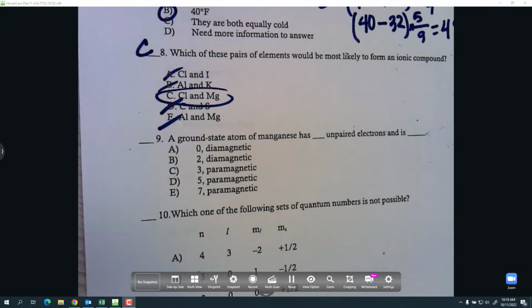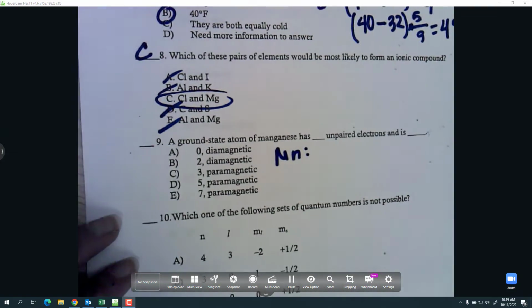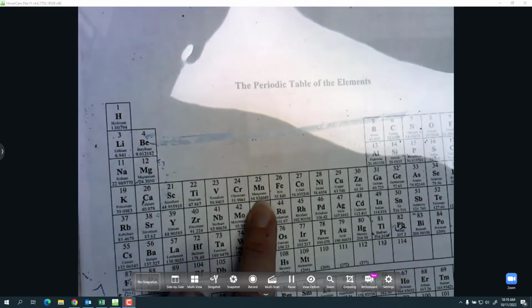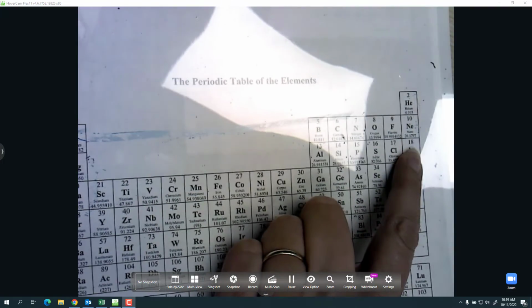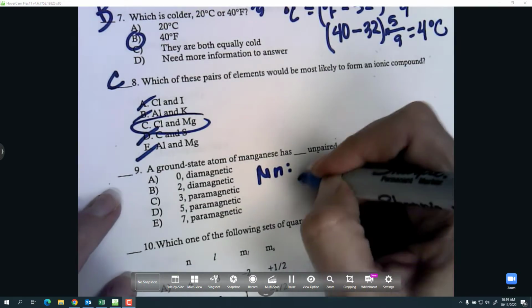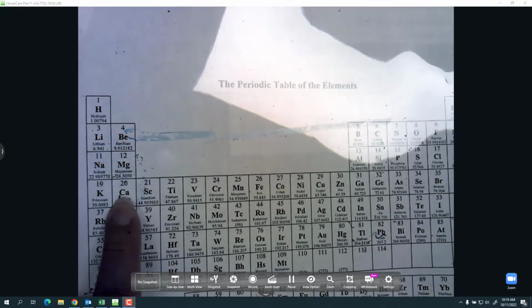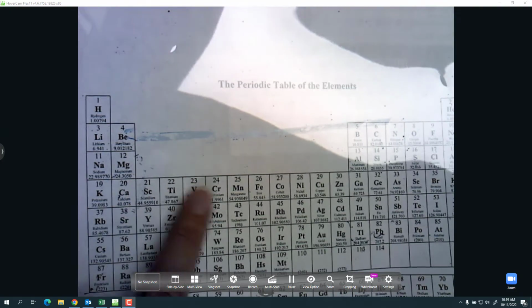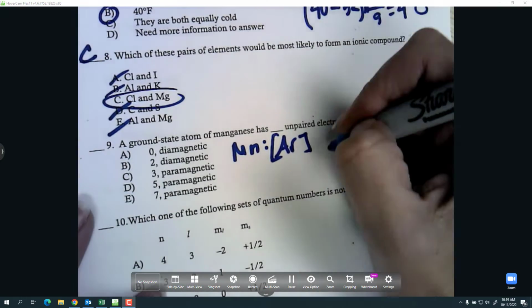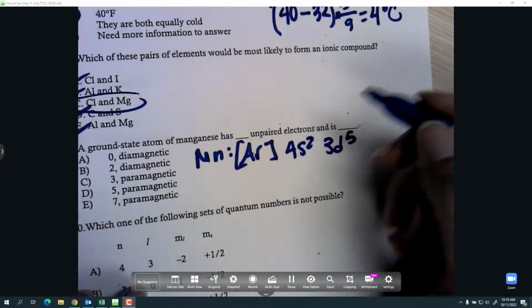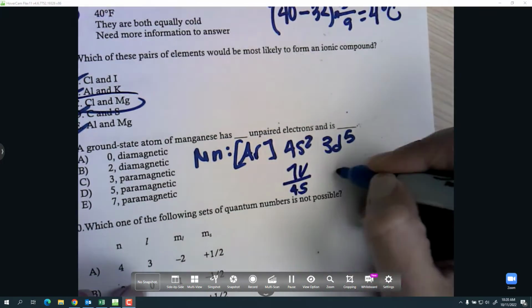The ground state atom of manganese has this many unpaired electrons. Okay, so I need to do the electron configuration of manganese, which is Mn, right here. So I can start with argon. Argon, 4s2, and then 1, 2, 3, 4, 5. So this would be one line with 2 electrons. This would be 5 lines.